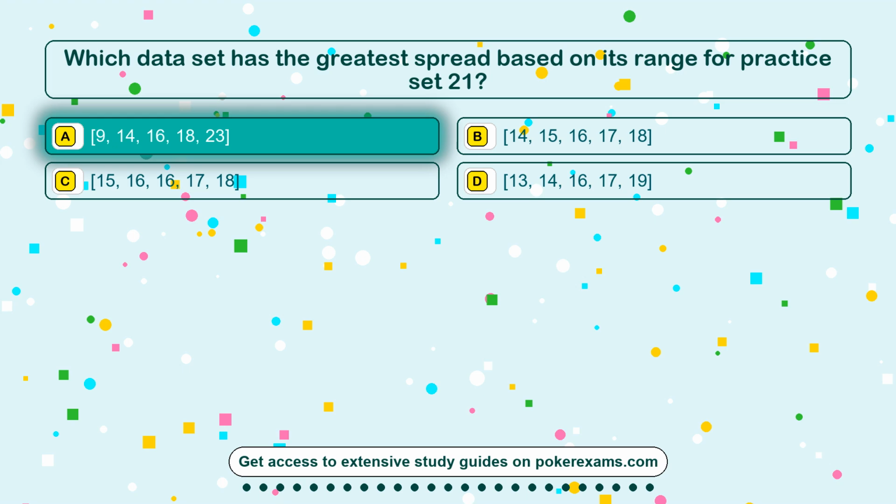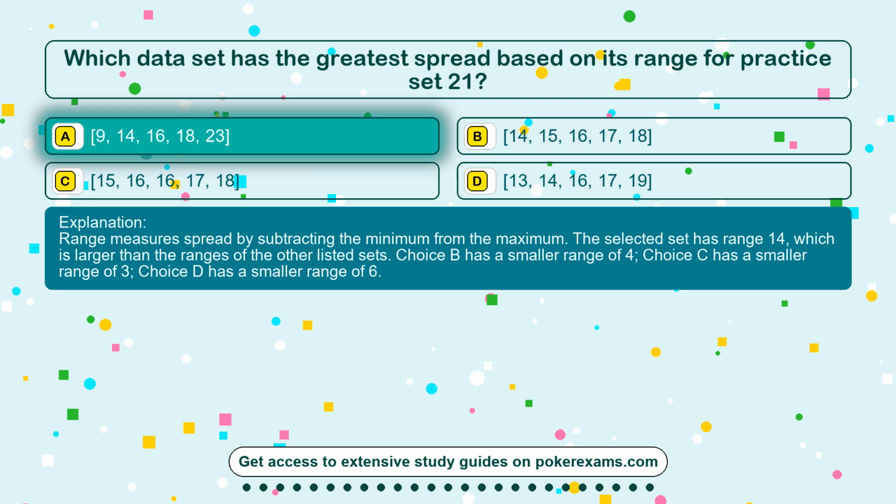The correct answer is option A, 9, 14, 16, 18, 23. Range measures spread by subtracting the minimum from the maximum. The selected set has range 14, which is larger than the ranges of the other listed sets.